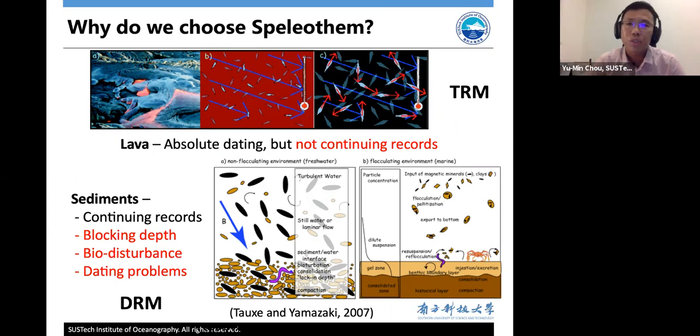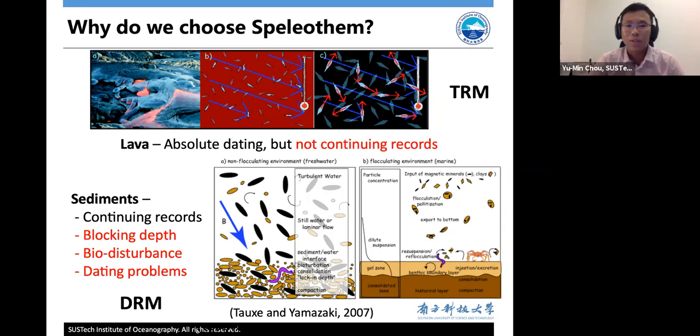So why do we choose speleothem? For traditional archives such as lava, we can use lava to get the absolute dating age of the rock. During the cooling period, the lava acquires a remanence, so we can directly get the Earth's magnetic field record. However, volcanic eruption is not continuous. It erupts sometimes and it stops. So we cannot get good continuous records from lava flows. Sometimes a lava flow is also heated by a later eruption, which gives a wrong signal that is not a true signal from the lava flow.